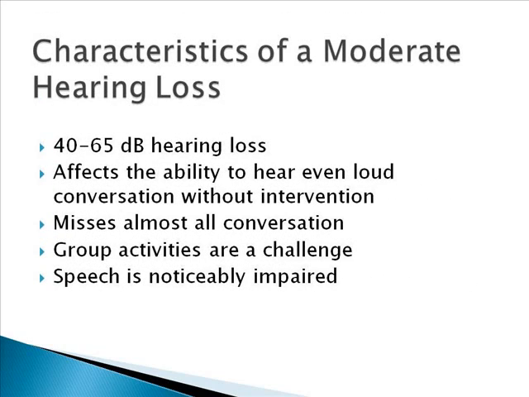Every time a child with a slight or mild hearing loss gets a cold or suffers from allergies, the hearing loss may increase to the moderate level. The characteristics at this level are a 40 to 65 decibel hearing loss. It will affect their ability to hear even loud conversation without some kind of intervention. They will miss almost all conversation. Group activities will be a challenge, and their speech is noticeably impaired. A child with a mild hearing loss in both ears may encounter as much difficulty in listening as one with a moderate hearing loss.